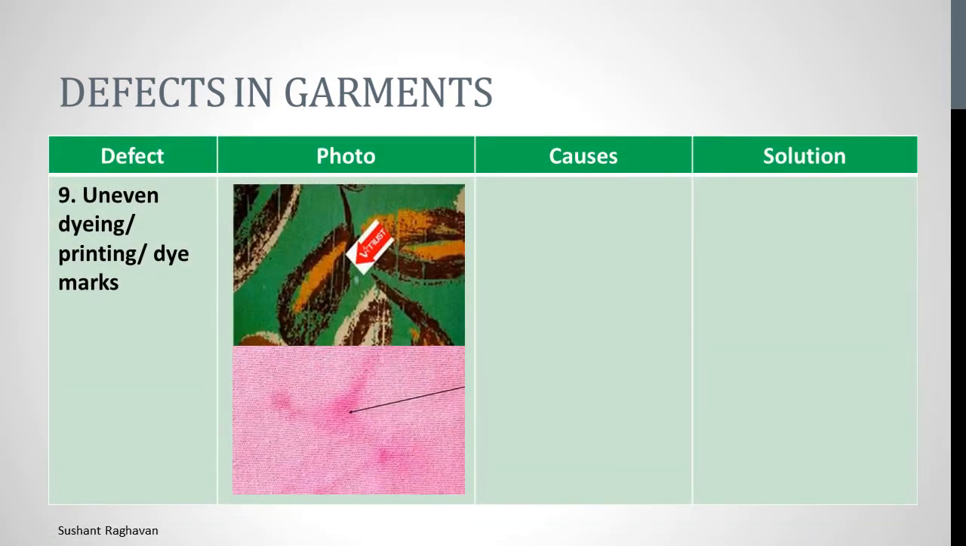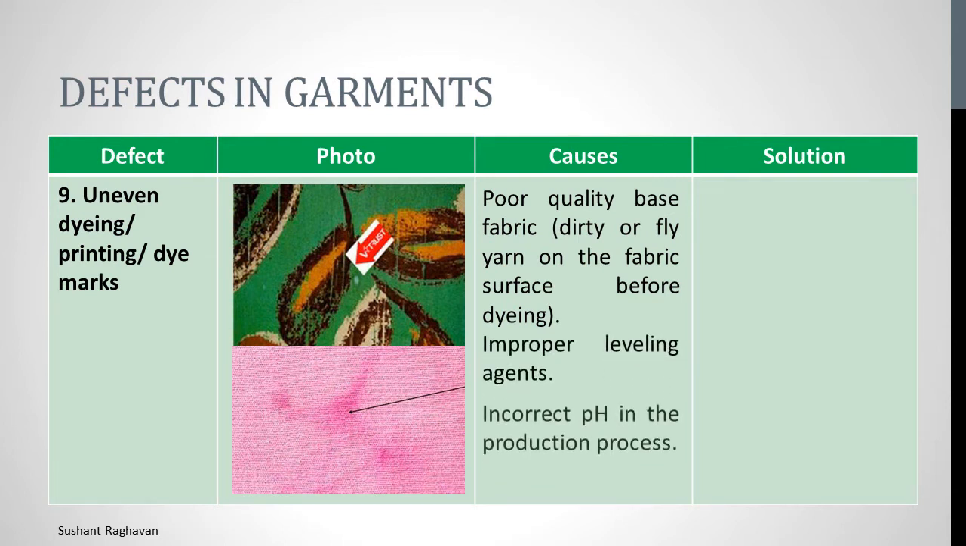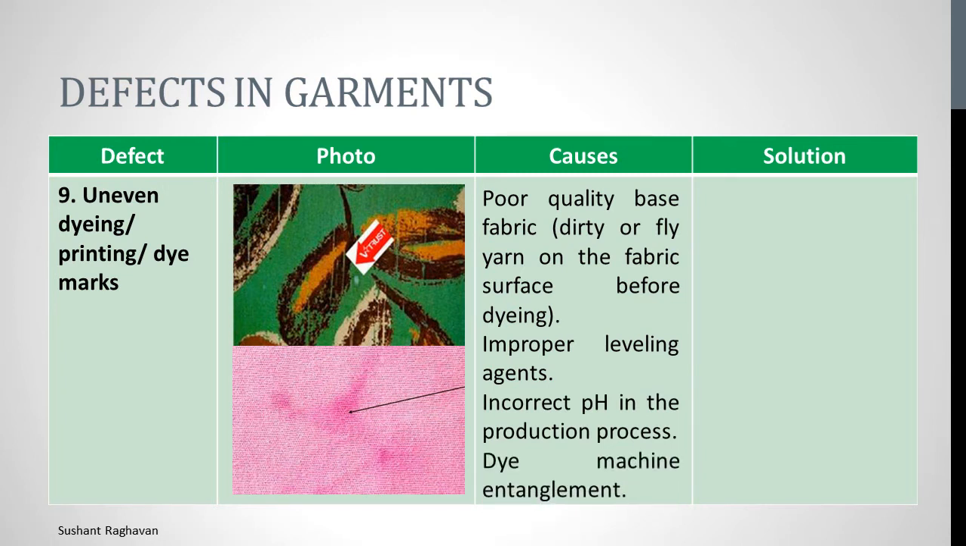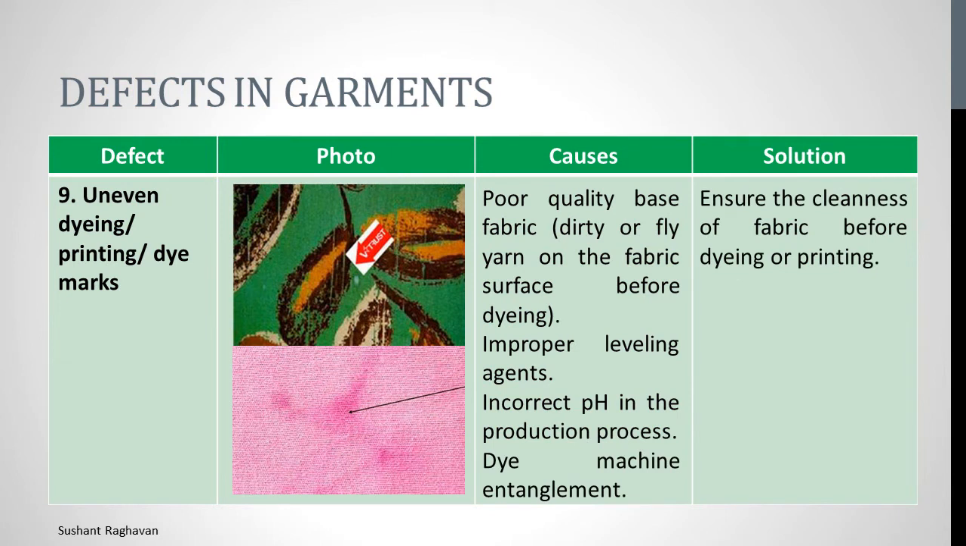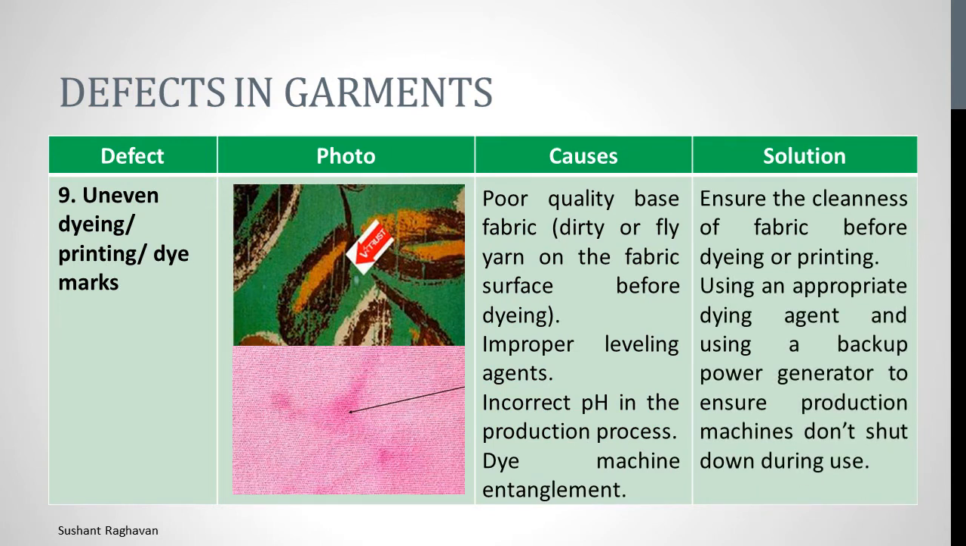Uneven dyeing, printing, dye marks. Poor quality base fabric, dirty or fly yarn on the fabric surface before dyeing. Improper leveling agents. Incorrect pH in the production process. Dye machine entanglement. Ensure the cleanliness of fabric before dyeing or printing. Using an appropriate dyeing agent and using a backup power generator to ensure production machines don't shut down during use.